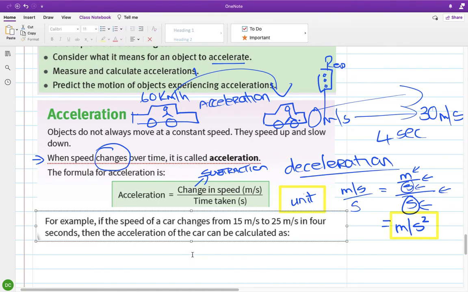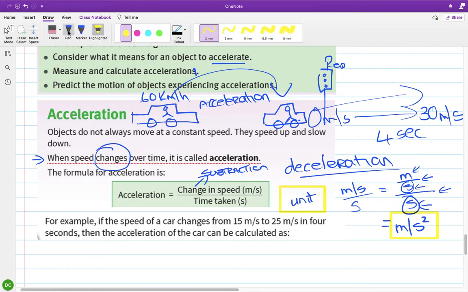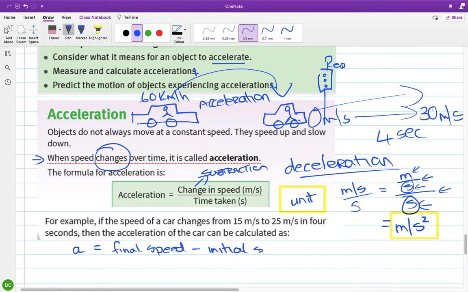All right, we have a little example here. If the speed of a car changes from 15 meters per second to 25 meters per second in 4 seconds, then the acceleration of the car can be calculated as... it's an example in the book, so I'm going to show you how to do this. If we're trying to get acceleration, we do the final speed minus the initial speed, or the starting speed. It doesn't really matter how you say that. That's the change in speed bit.